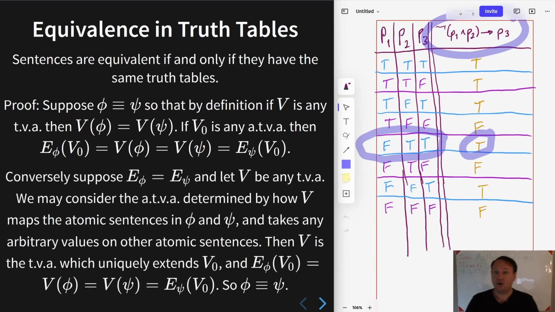We can then go to the converse. So for the converse, we're going to assume the equality of the two truth tables and then prove that they must be equivalent to each other.